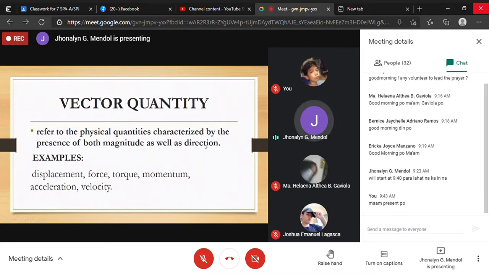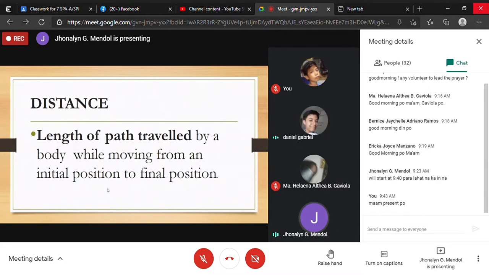So, what's the difference between scalar and vector? What do you think is added? The direction po. Okay, very good. Direction is added. So we have examples: displacement, force, torque, momentum, acceleration, and velocity. Is it clear? Did you know now the difference between scalar and vector? Okay, very good class. So we're going to proceed to the first topic that we have.